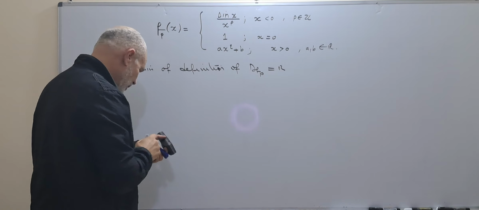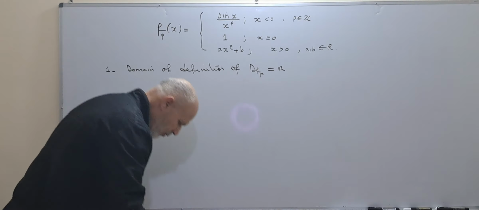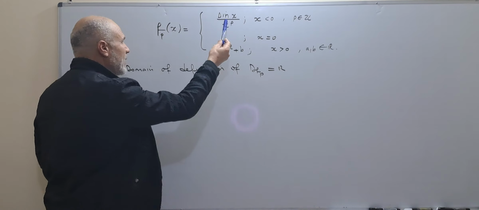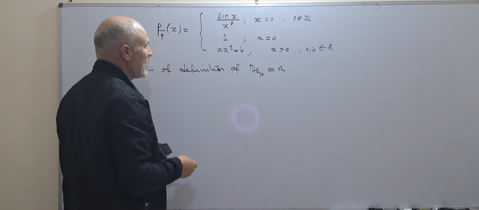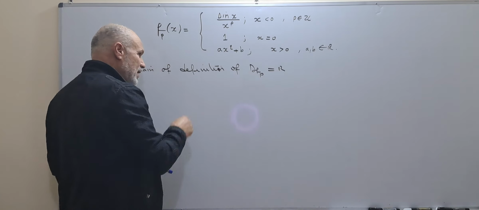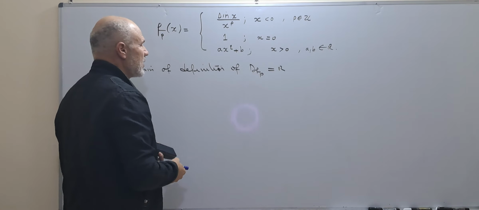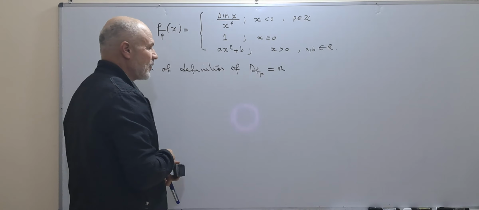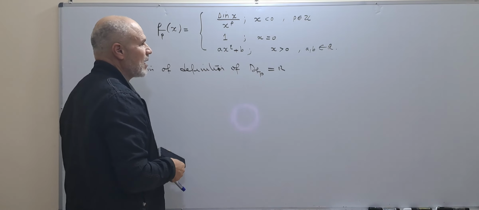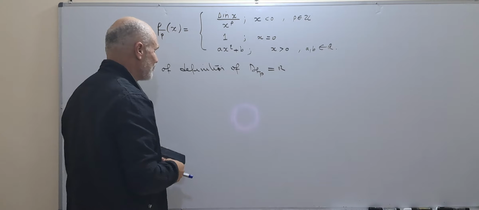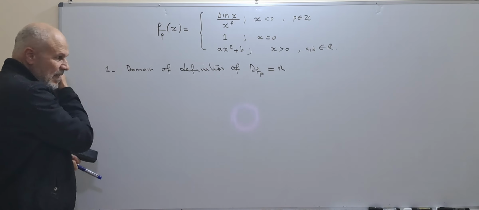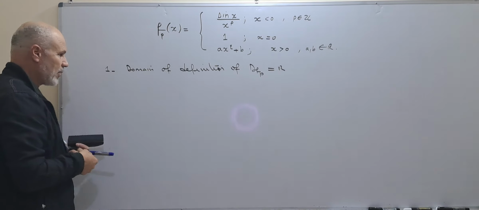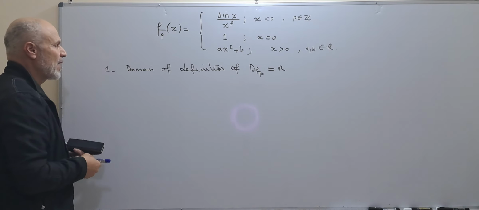This is a function equal to sin x over x^p if x is less than 0, where p is in Z; 1 if x is equal to 0; and a x squared plus b if x is positive. a, b are real numbers. So the domain of definition is R. Let us study the function on R.